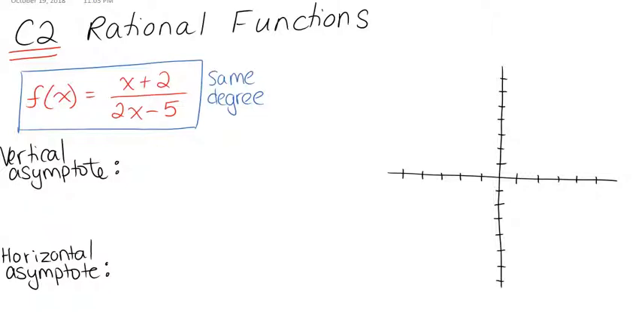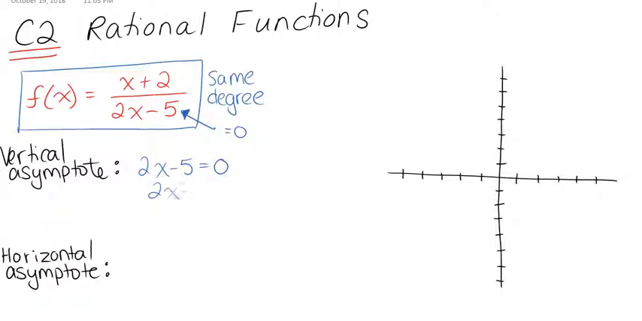Okay, so key features. Let's try to find our vertical asymptote. Our vertical asymptote occurs when our denominator is equal to 0. We never want our denominator to equal 0, so we'll get an asymptote there that the function won't pass through. Let's go ahead and set the denominator equal to 0 and solve for x.